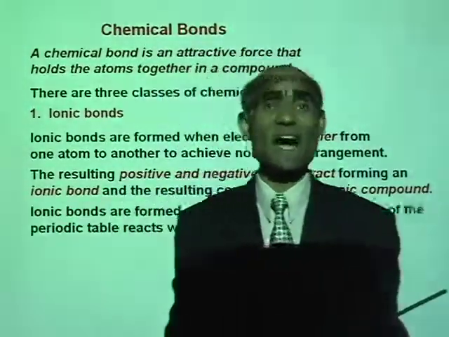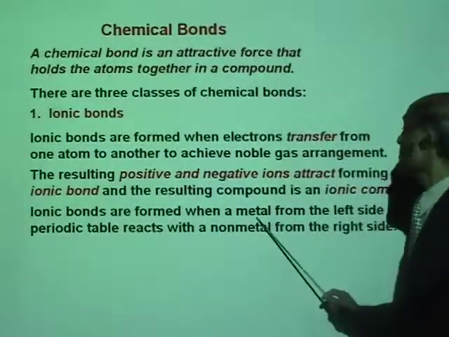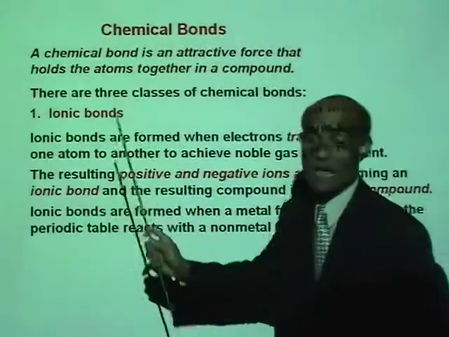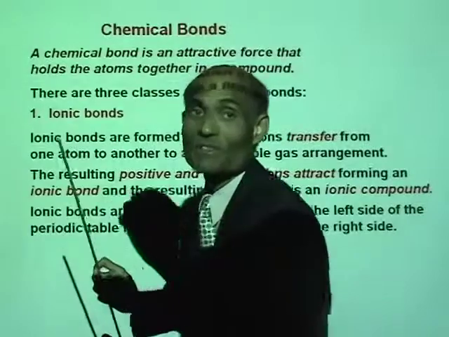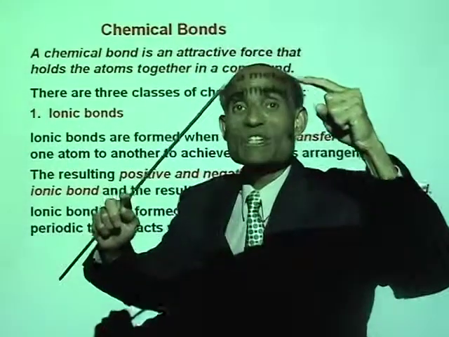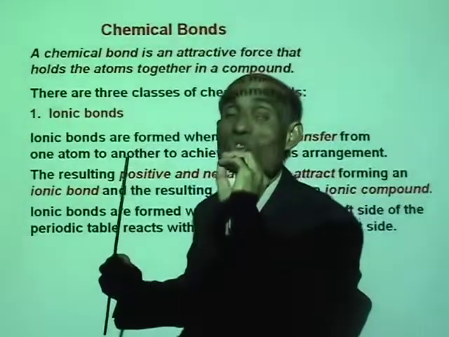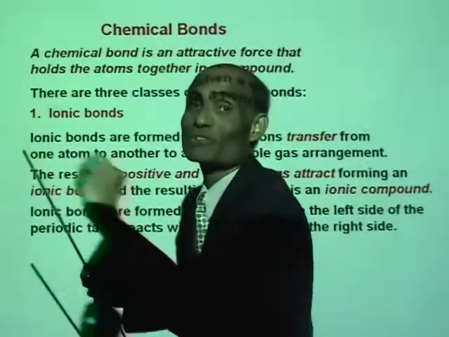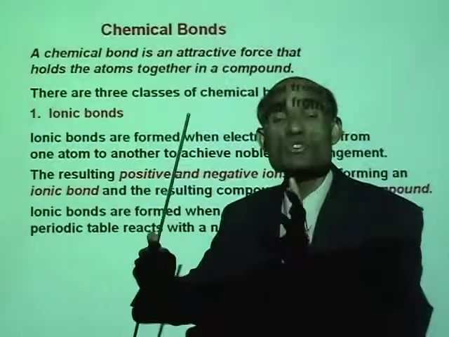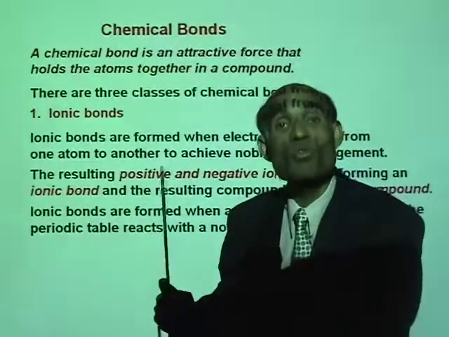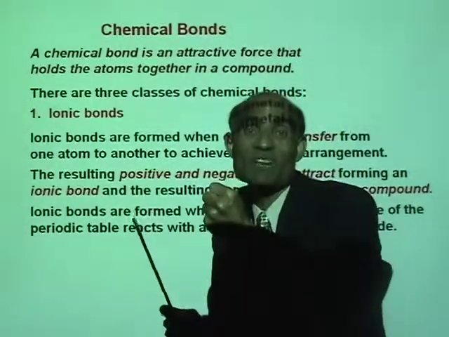presence of these ions. Ionic bonds are formed when a metal from the left side, if you look at the periodic table, the metals on the left are the ones which have less number of electrons in the outer shell, and they are the ones that would like to lose electrons. And non-metals on the right are the ones that have almost filled outer shell. They are the ones which like to receive electrons.